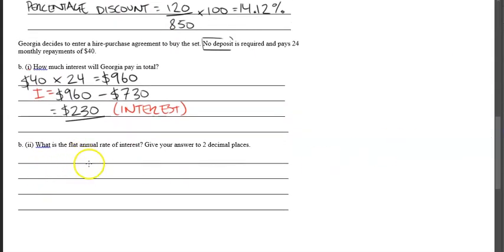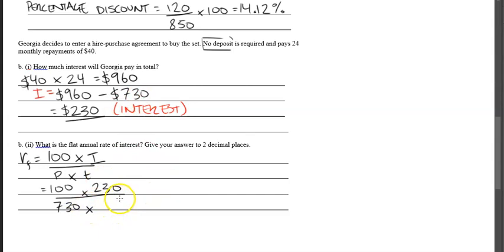With this amount, we're going to see what the flat annual rate of interest is. And again, we're going to give our answer to 2 decimal places. So we need to recall our flat rate formula, which is 100 times I for interest over the principal times time frame given in years. Our interest amount we just worked out is 230. Our principal is how much is owing back, the initial owing back to the company. And because no deposit was required, it's just $730.